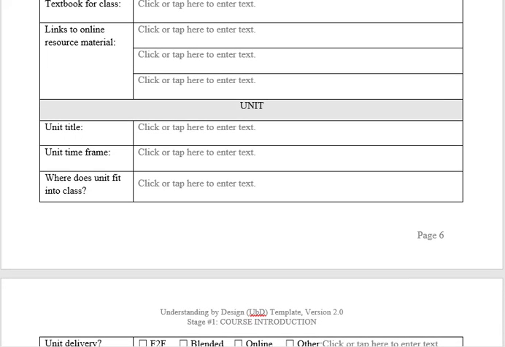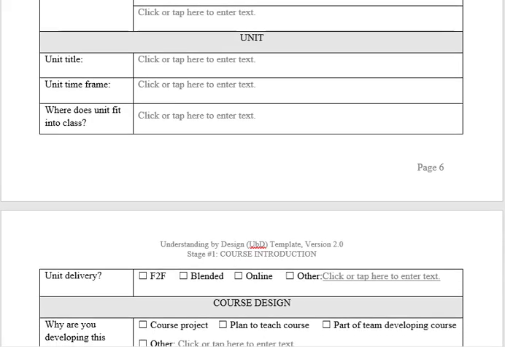And then finally, we're going to get into information about our specific unit that we're teaching within that course. So we're going to start with our unit title, the time frame that we have for the unit, which remember should be shorter than the time frame we have for the course. And then where does the unit fit into the class? This is the beginning, the middle, the end.